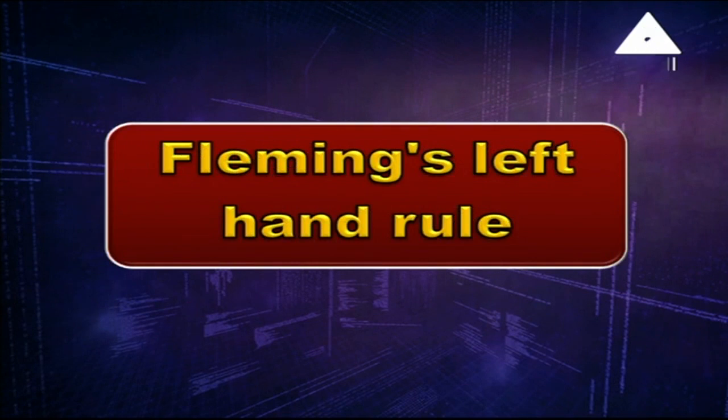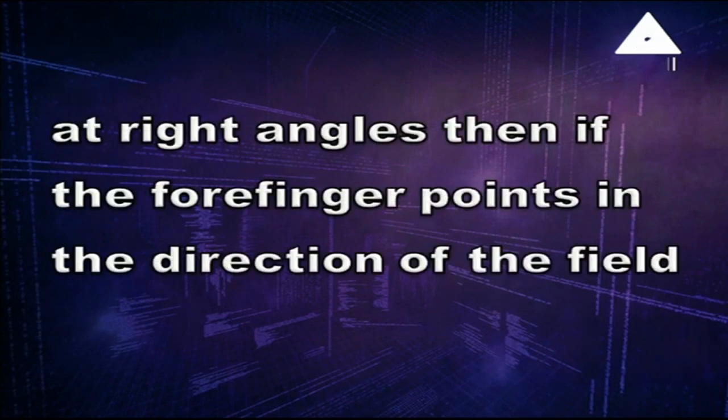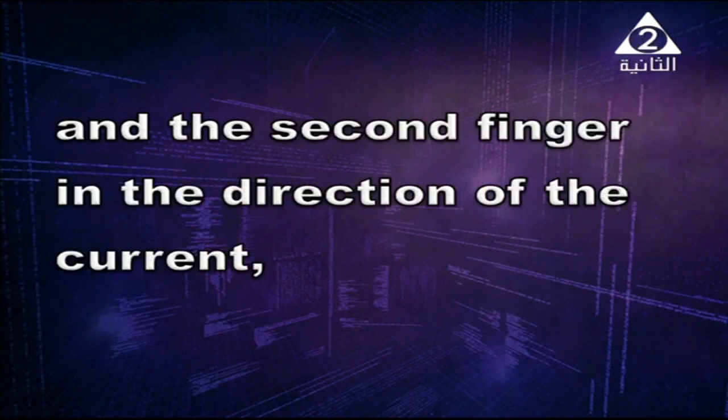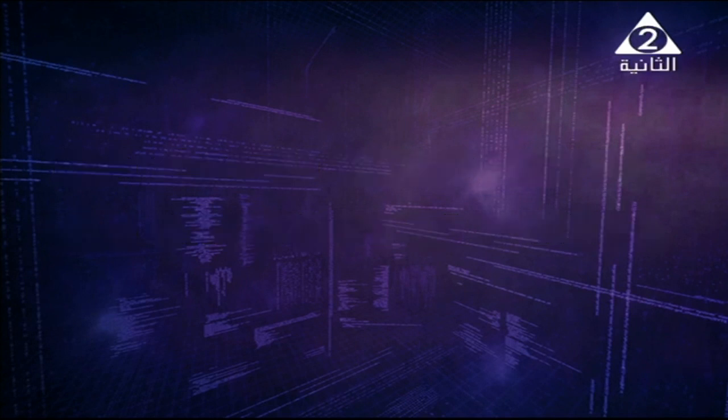What about Fleming's rule? How to use it? Place the forefinger, second finger, and the thumb of the left hand mutually perpendicular to each other, mutually at right angles. Then, if the forefinger points in the direction of the field, the second in the direction of the current, the thumb will point in the direction of motion. It will give the direction of motion.